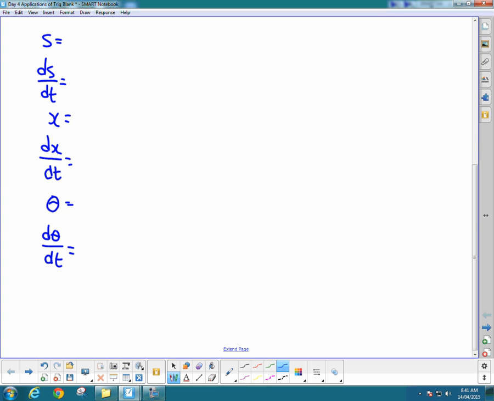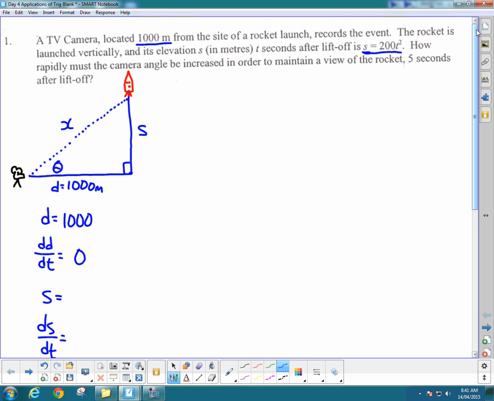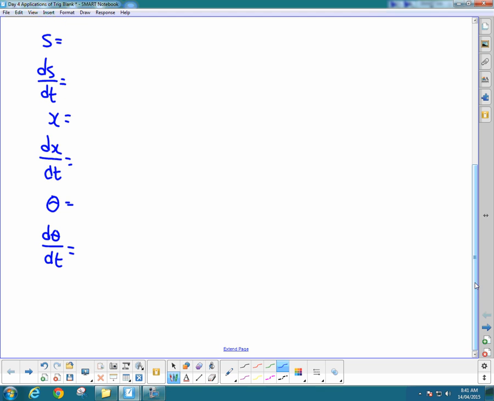I'm not going to go off and find them all yet. I'm only going to find the ones that I know I'm going to need. Okay? So that might occur later. But the one thing is, I'm going to go back and read the question and see that the question says, how rapidly must the camera angle be increasing in order to maintain it? So I want to know how fast the angle is changing. Of all these variables that I've listed down here, which one is that? That's right. So this is my unknown.